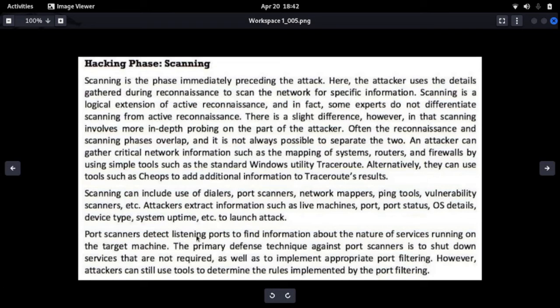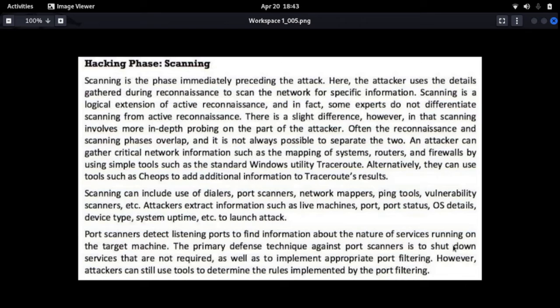Port scanners detect listening ports to find information about the nature of the service running on the target machine. The primary defense technique against port scanners is to shut down services that are not required, as well as to implement appropriate port filtering. However, attackers can still use tools to determine the rules implemented by the port filtering. Now, this is also more on port scanning. Scanning a port is to know the nature and the status of that port, in order to know if there is any possible means to gain access.